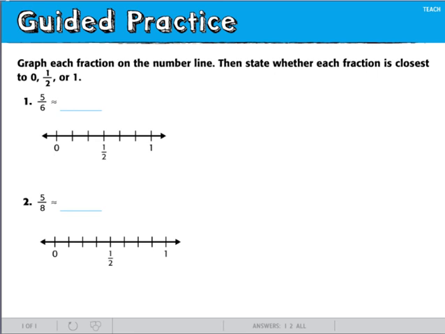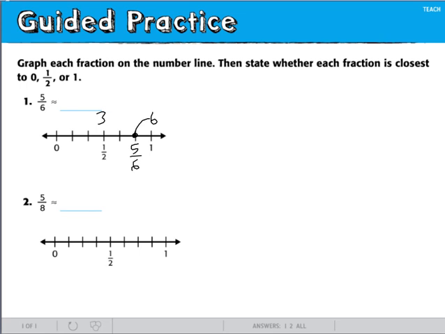You can use a separate sheet of paper. Okay. So we're going to graph each fraction on the number line, then state whether the fraction is close to 0, 1/2, or 1. So our first one is 5/6. So they give us a number line. Remember, this is 6. So when you're writing your number lines at home, you can use the denominator. That's fine. All right. You can say it's 0 to 6, and this would be 3. And then graph your 5/6 on that number line.